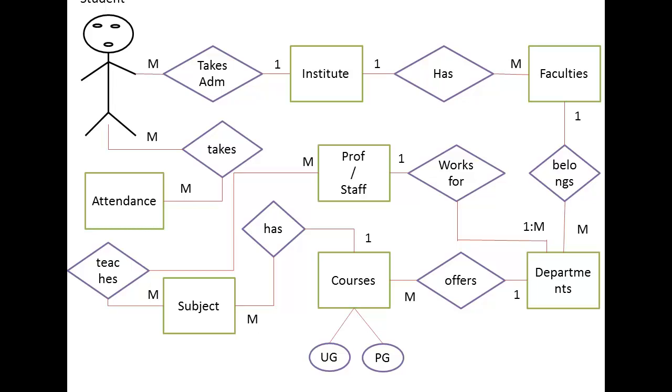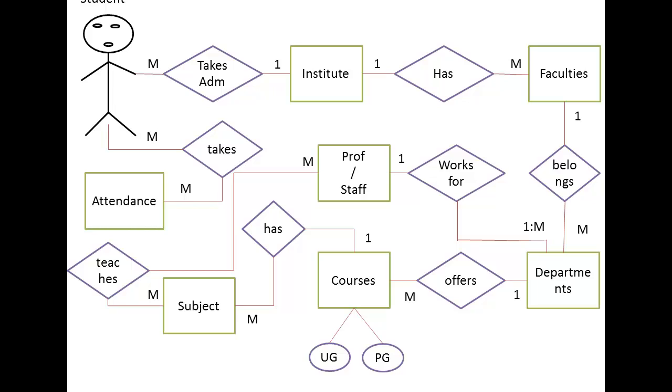Professors work for the department, which makes professors also belong to the faculty. Then the department offers different courses, the undergraduate and postgraduate courses. And courses have subjects. One course has many subjects, depending on your type of course, probably undergraduate or postgraduate. And these courses are taught by many professors. You have many subjects being taught by many professors.